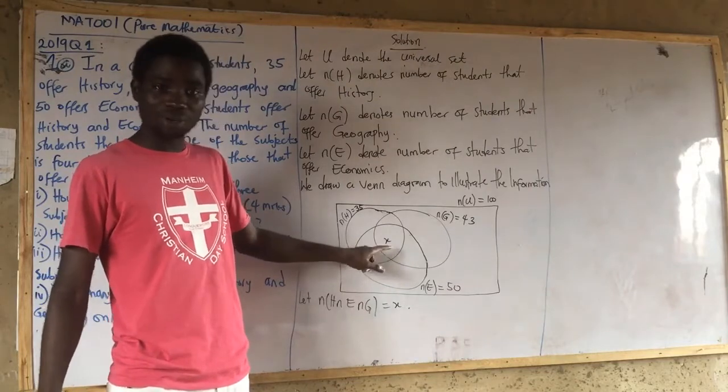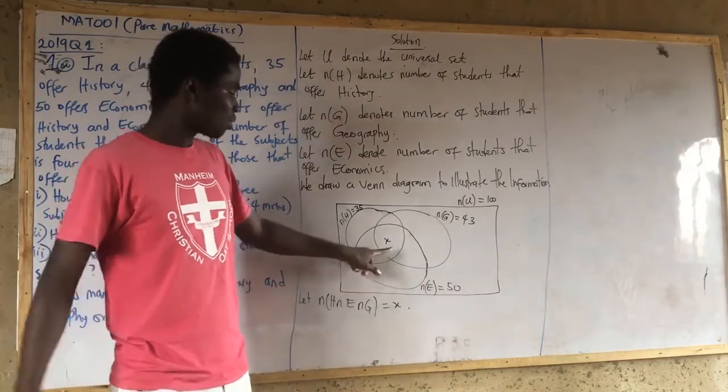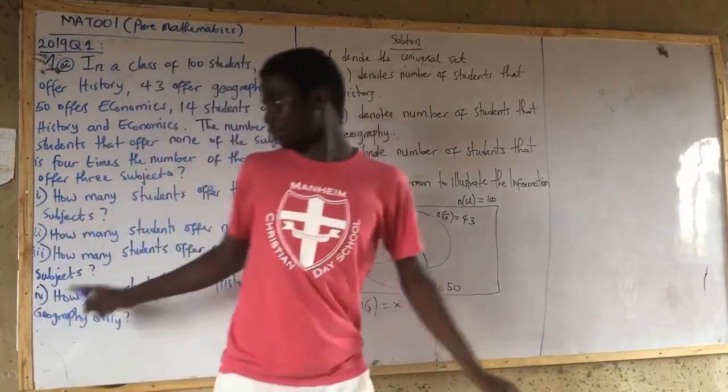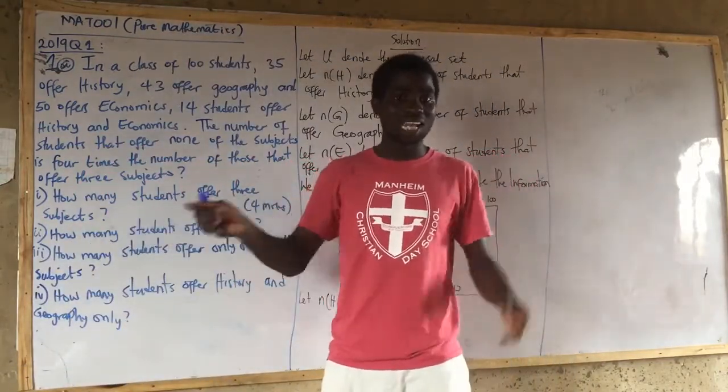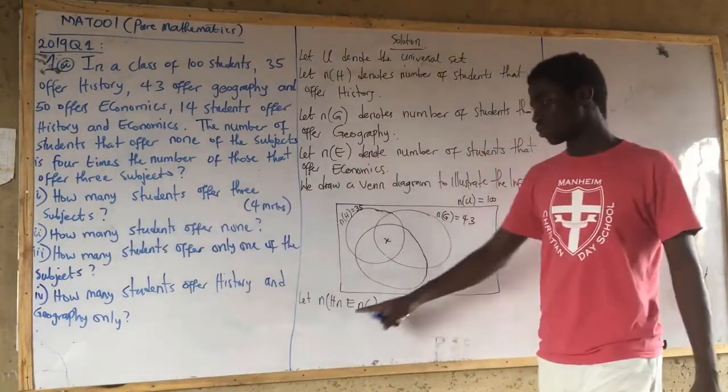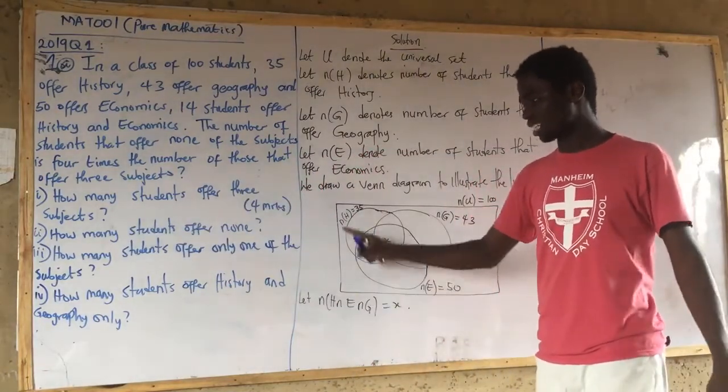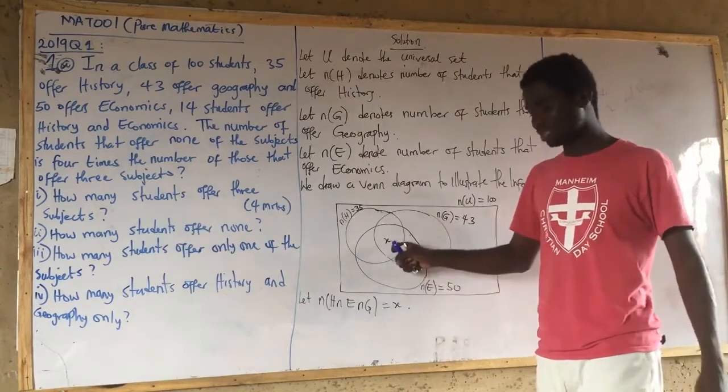You must start filling from the middle. So, that is the number of all the 3. I'm told how many students offer 3 subjects. They are not giving this one. So I said let the number of the intersection of all the 3 be x. You have to start from here.